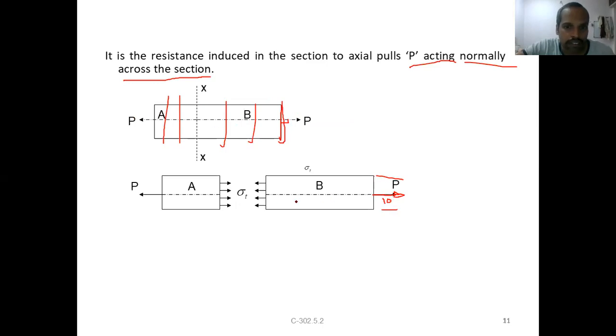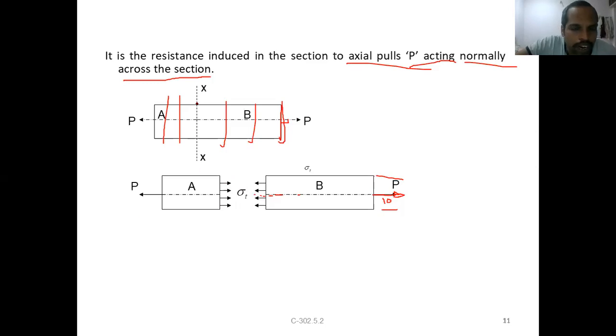Along the axis means along the centroidal axis. Along the centroidal axis of the member, the load is acting. In normal general terms we don't say centroidal axis every time. It is along the axis of the member that the load acts. Then that load we call an axial load. That is nothing but axial pull. In this case it is a pull. Pull means tension, tensile force.